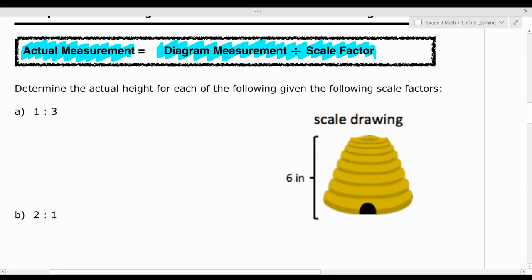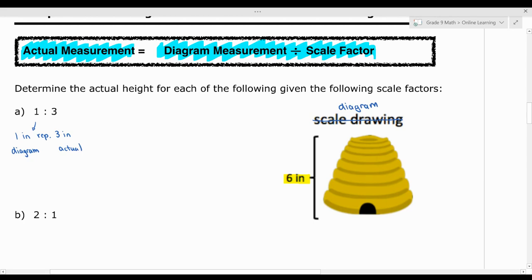Okay, so we're going to do a couple different versions. It tells you determine the actual height for each of the following, given the following scale factors. So I have this scale drawing. So reminder, that just means I have a diagram drawing. Okay, and I'm told that the height is 6 inches. So based on a scale factor where 1 is representing 3, what this means is 1 inch represents 3 inches. So 1 inch in the diagram is representing 3 inches of the actual.